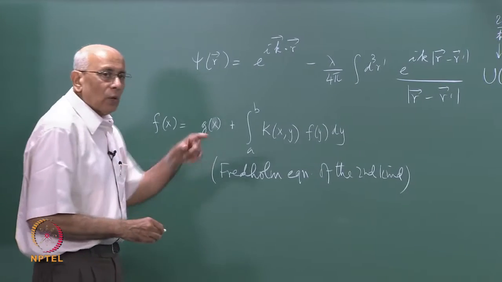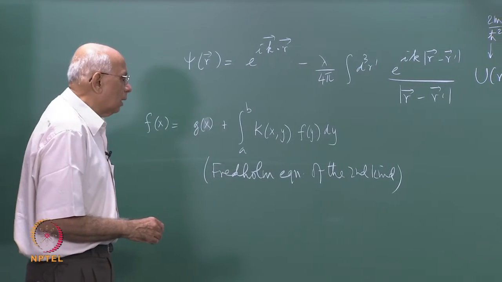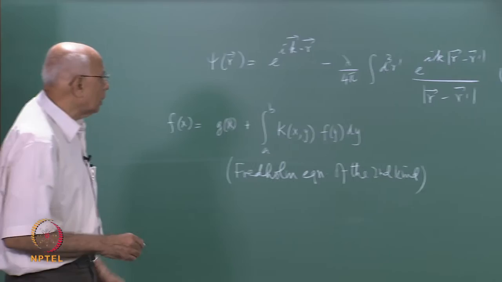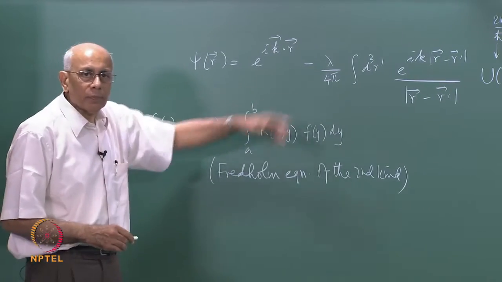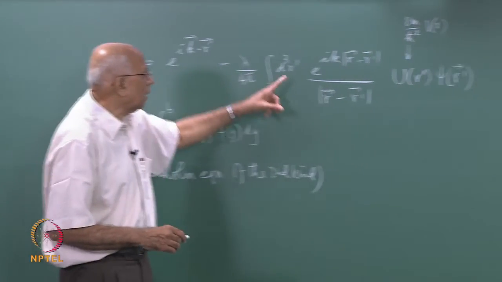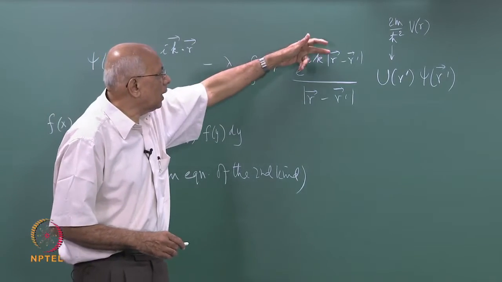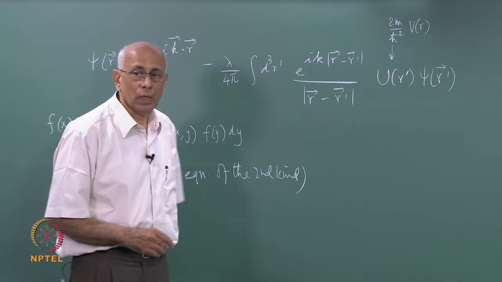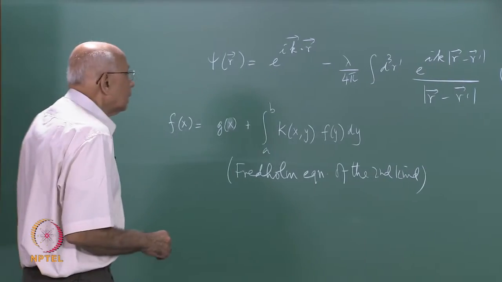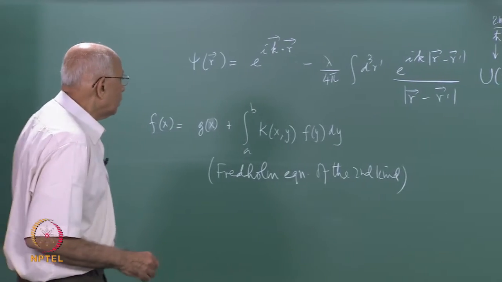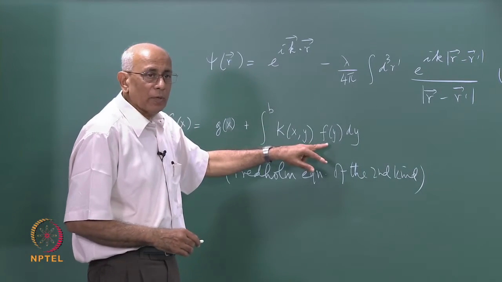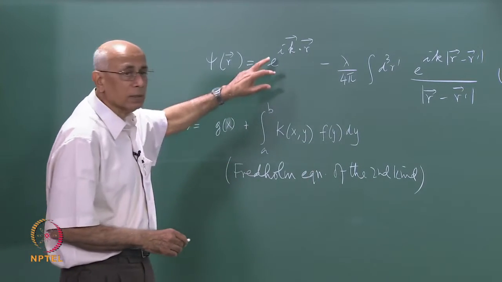We will say a little more about this as we go along, but it is exactly of that form. The kernel here, instead of y I have got r prime, is some constant times e to the i k mod r minus r prime over mod r minus r prime times u of r prime, and the unknown function is psi of r prime instead of f. The given function is this thing here.